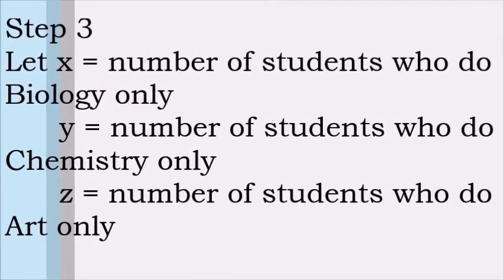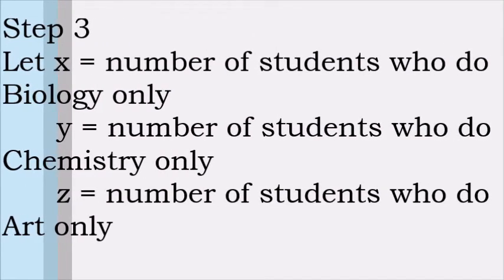Now let's get to step 3. Step 3. Let x equal the number of students who do biology only.